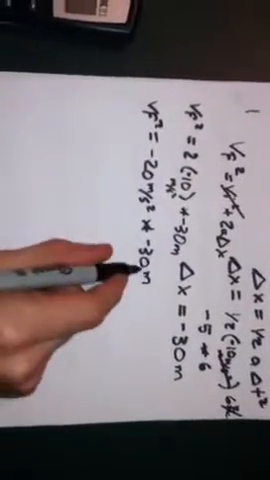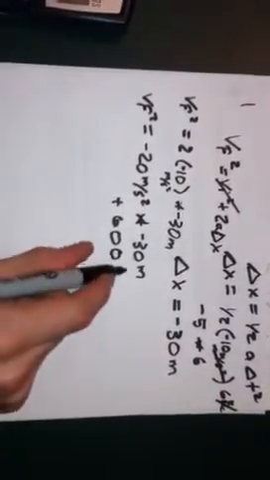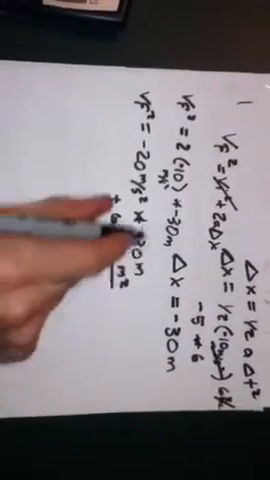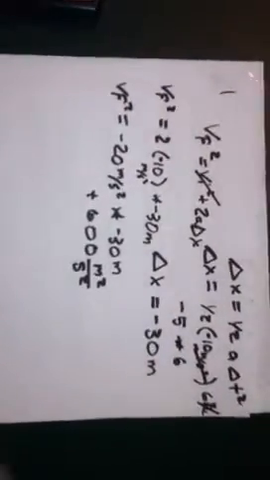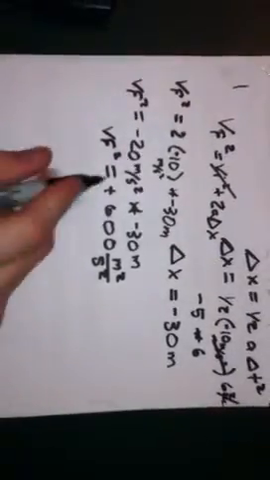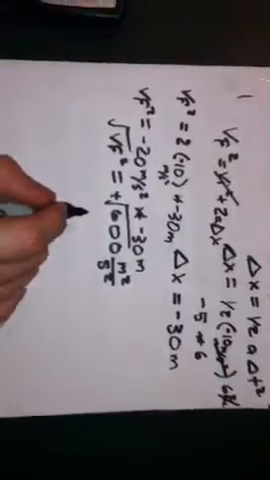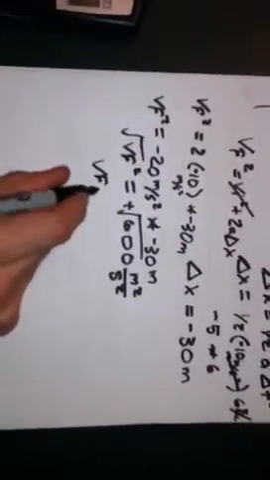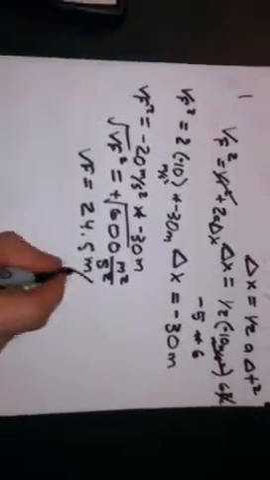Multiplying across, you're going to get positive 600 meters squared, because you're multiplying meters times meters, divided by second squared. So the way you get it down to velocity final, you take the square root of both sides. When you do that, you get a final velocity equal to 24.5 meters per second.